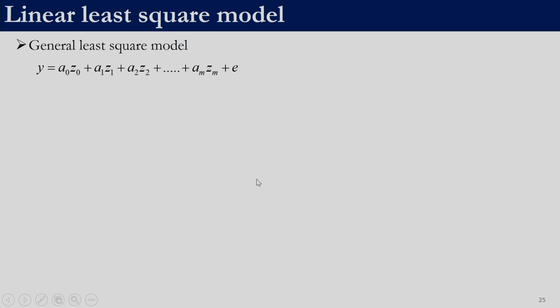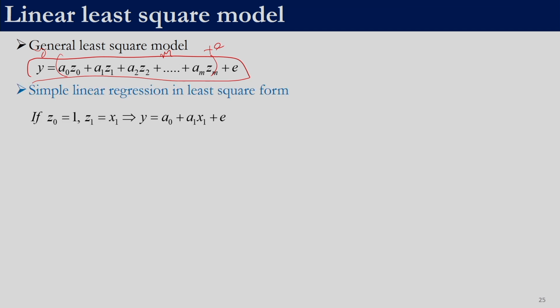For example, all those three models are a subset of this particular model, y is equal to a0 z0 plus a1 z1 plus a2 z2 all the way up to am zm plus e. So, this part constitutes the model. The value predicted by the model plus error would be the measured value. For this to fit into simple linear regression, z0 is 1, z1 is x1, and z2 to zm is 0. So, in that case, this reduces to simple linear regression.